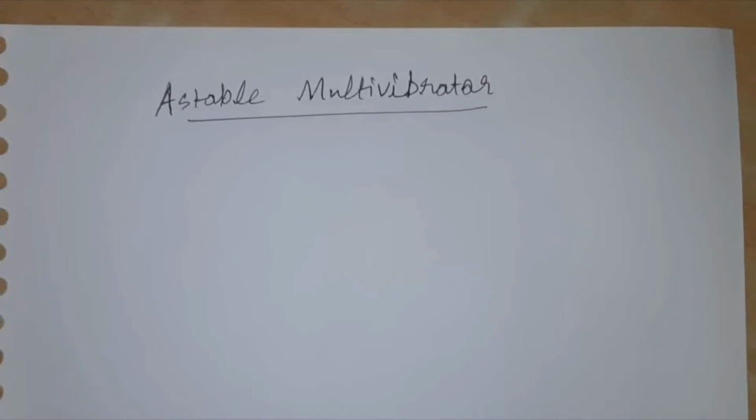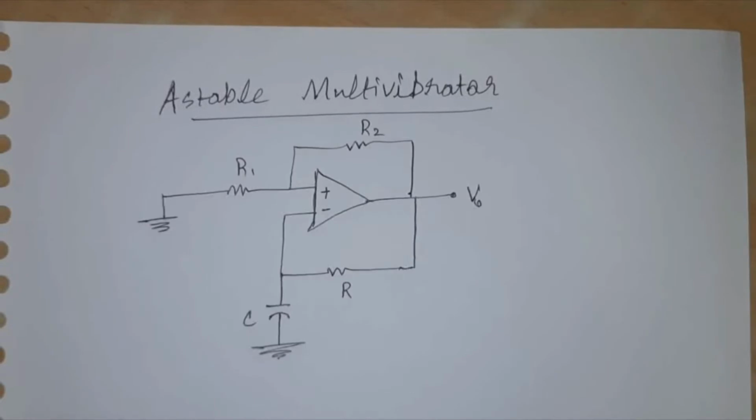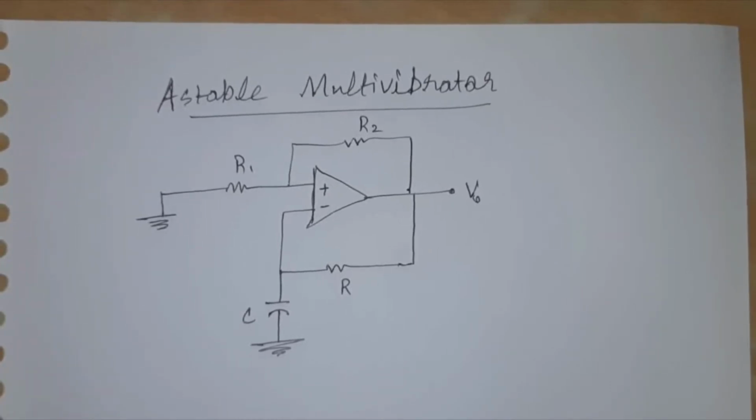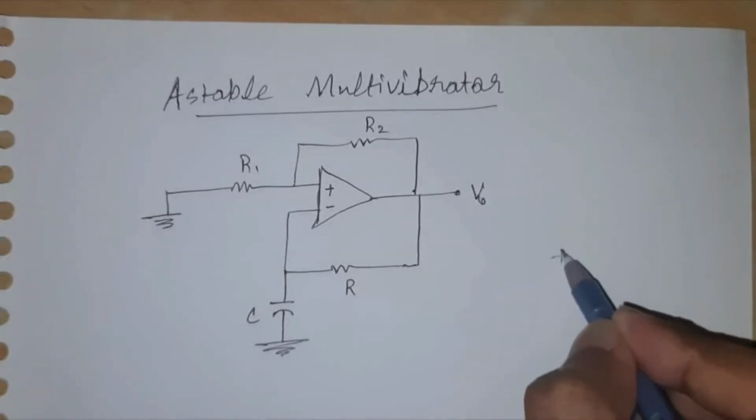Okay, so moving on with this topic, let us draw the circuit diagram first. We have already seen that the two states, that is the high and the low, both are unstable in the case of astable multivibrator. So let us start by supposing initially the output is at plus V sat.